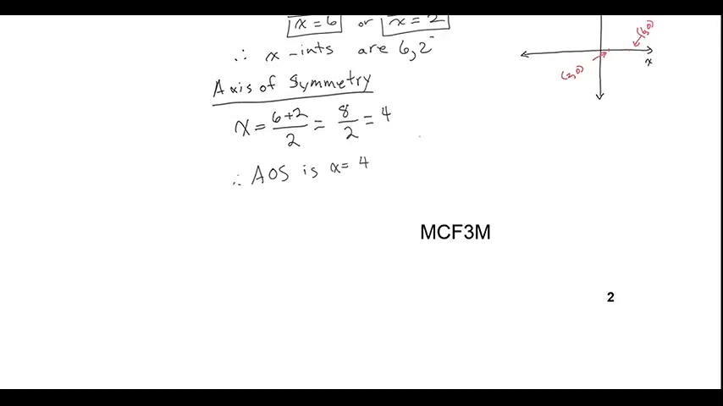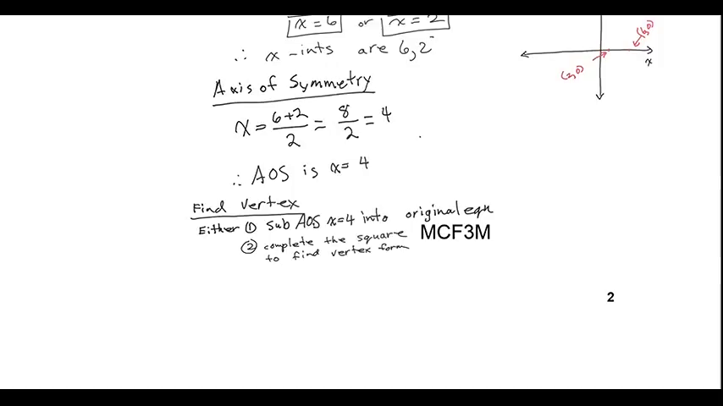Now, the final stage of this process is to find the vertex. There are 2 ways to find it. Either we sub our axis of symmetry, in this case x equals 4, into our original equation to find our y value, or we complete the square in order to find the vertex form. So I'll just do one for you right now. Here we go.